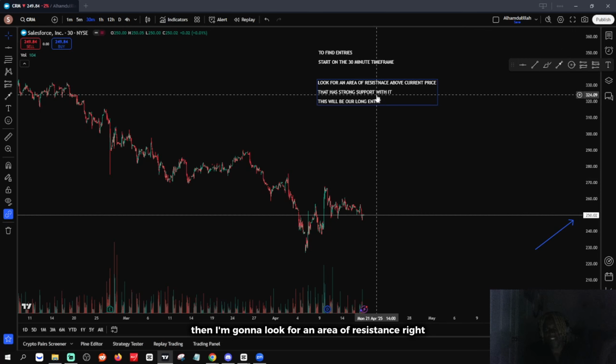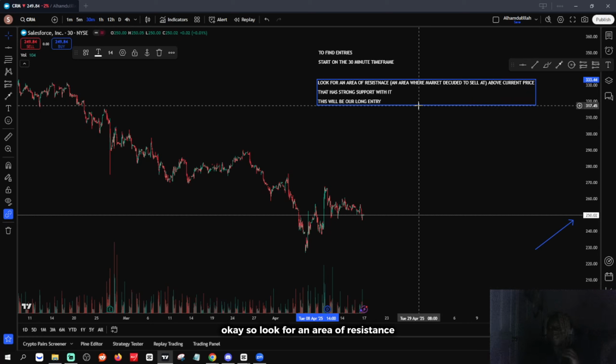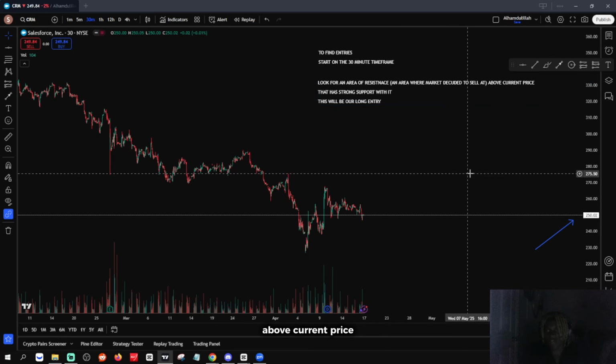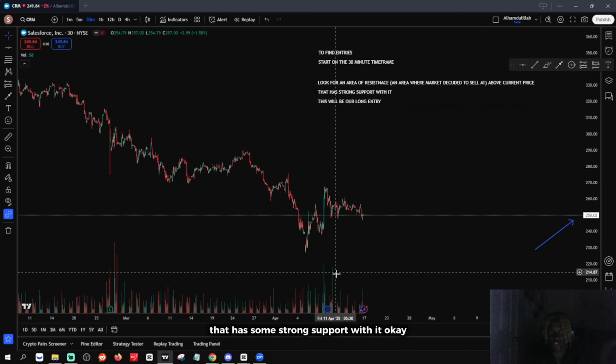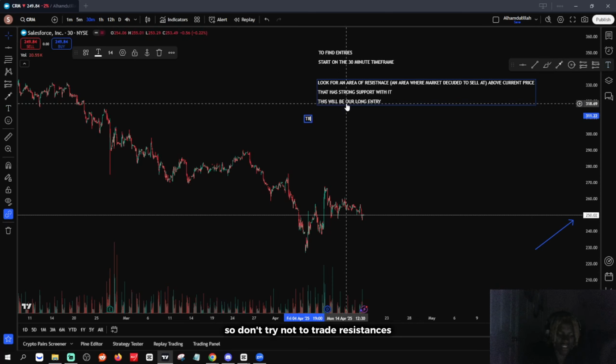Then I'm going to look for an area of resistance. Resistance is an area where the market decided to sell. So look for an area of resistance, an area where the market decides to sell above current price, that has some strong support with it, because support turns to resistance. So we have to verify why the resistance is there. Try not to trade resistances unless price is at all-time highs.